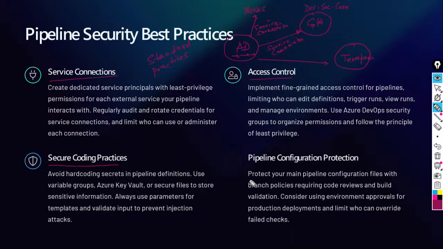So protect your main pipeline configuration files with branch policies requiring code reviews and build validations. Consider using environment approvals for production deployments and limit who can override failed checks. So all these configurations you can do over the pipeline.